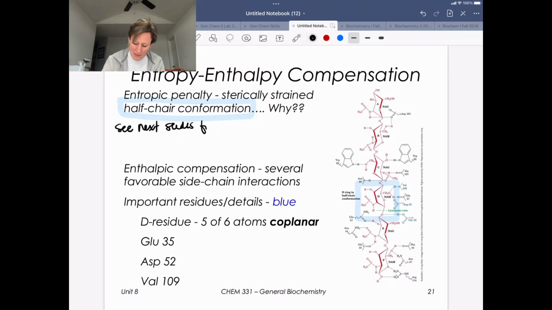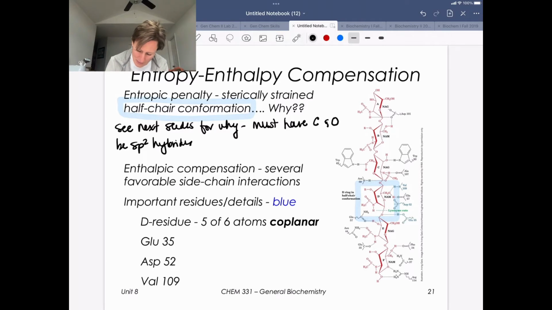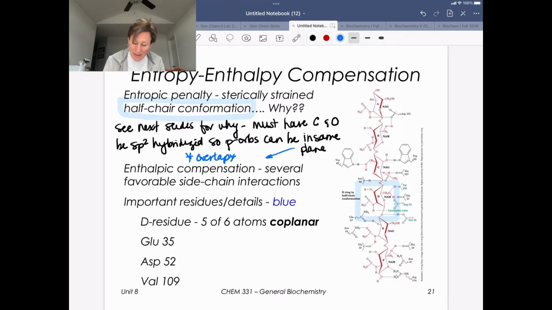For why, but to give you the punchline, we must have that carbon and that oxygen be sp2 hybridized so that their p orbitals can overlap. I'll highlight where these carbon and oxygen atoms are. These carbon and oxygen atoms must be sp2 hybridized so that their p orbitals can be in the same plane, and being in the same plane means that they can overlap and form a pi bond.